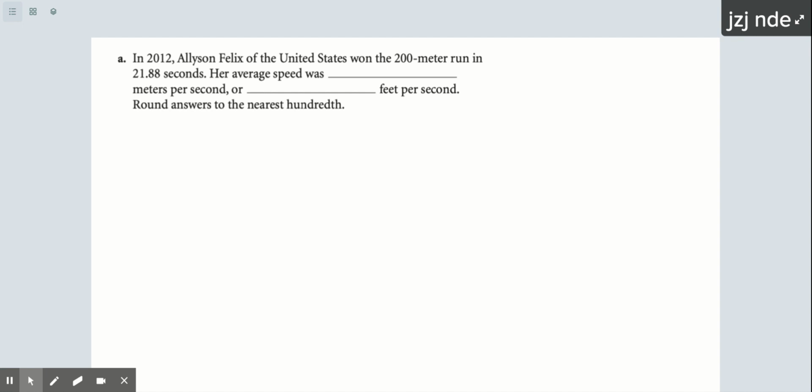So first we have Allison Felix, who won the United States 200-meter run in 21.88 seconds. And then the first thing it says is her average speed was blank meters per second. So since we have 200 meters, let's see.